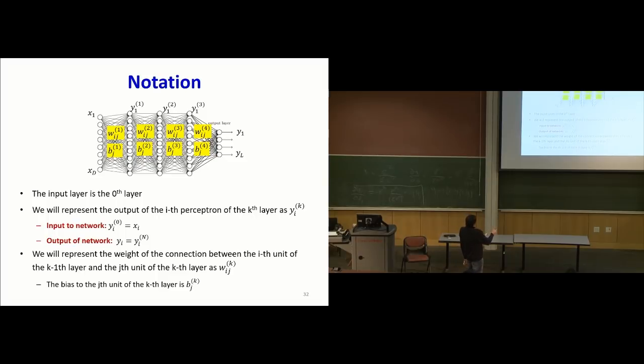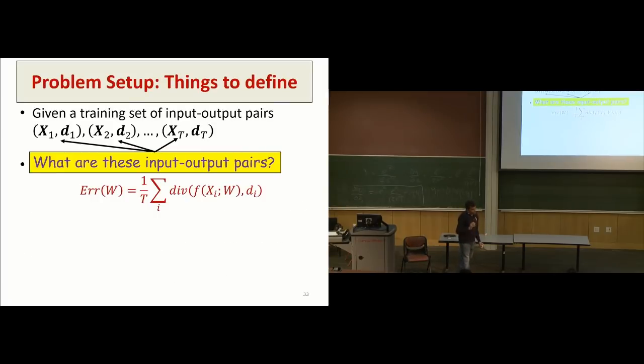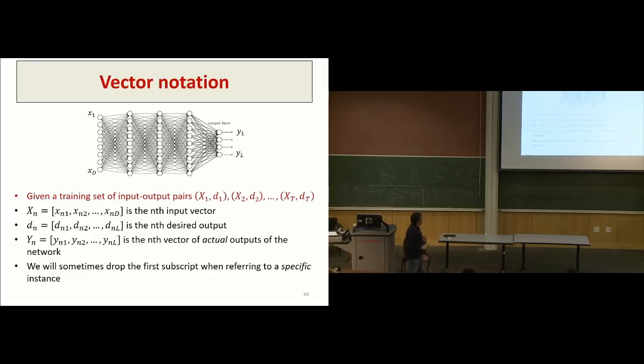wij2 is the weight of the connection from the ith unit in the first layer to the jth unit in the second layer, and so on. The bias bj superscript is simply the bias applied to the jth unit in that layer. So the output of the network itself is simply going to be the output of the final layer. So we've specified this function f completely. What about these input-output pairs?